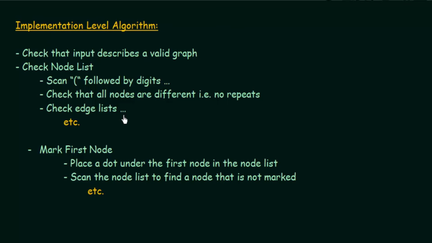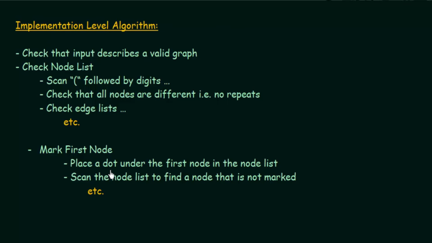Just like we check the node numbers, we have to check the edge list, which is the thing that follows the node list, etc. And all these things you have to do. Then what we have to do is mark the first node. Now we do the marking. So place a dot under the first node in the node list. Place a dot means mark it.